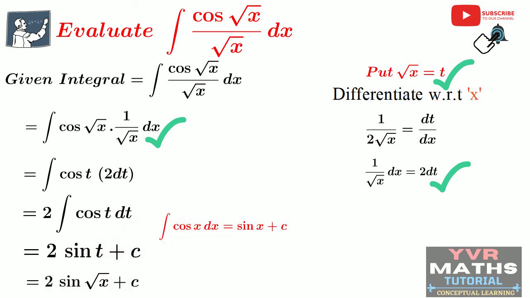So what is the new variable here? T. What is the original variable function? Root x. So in t place, if we substitute root x, then we got this one. So this is the final answer for the given integral. I hope you understand.